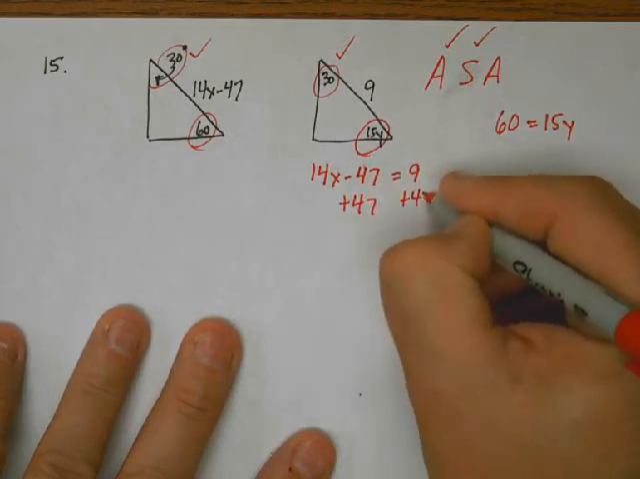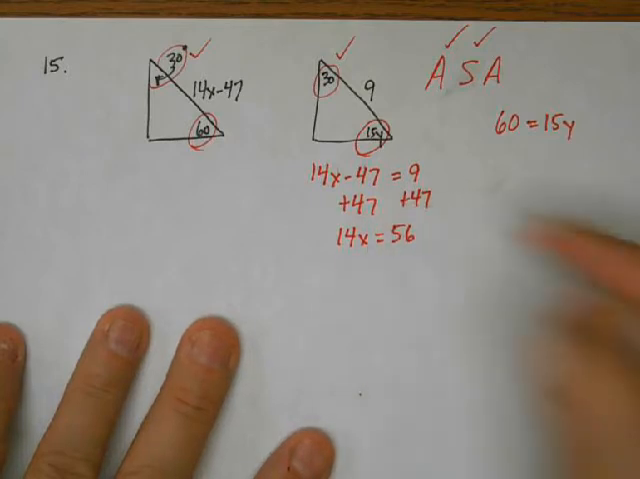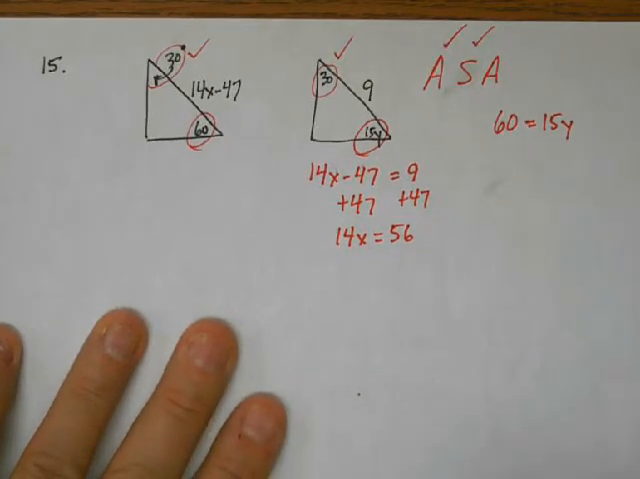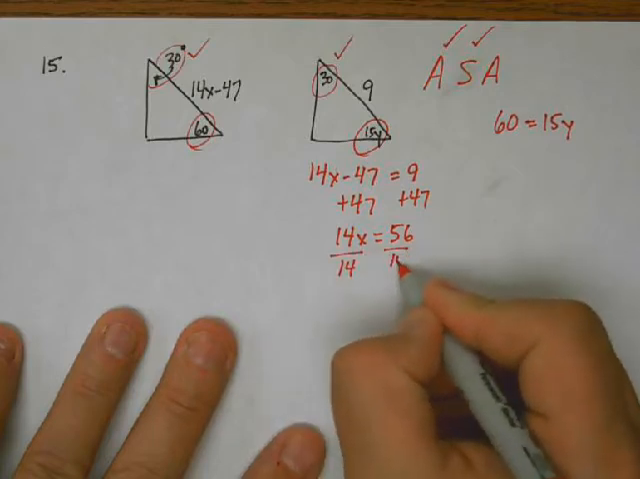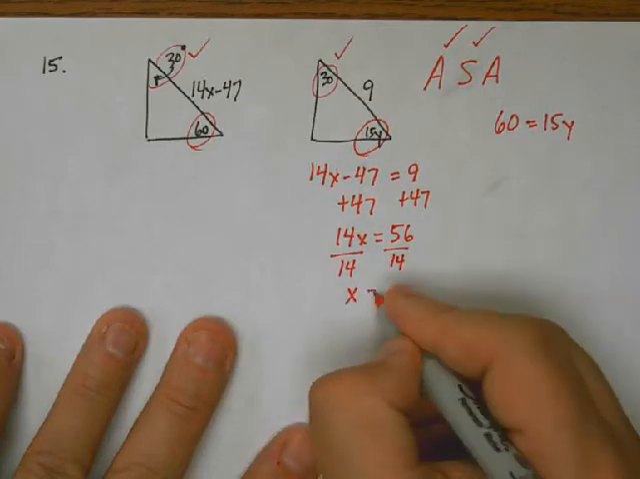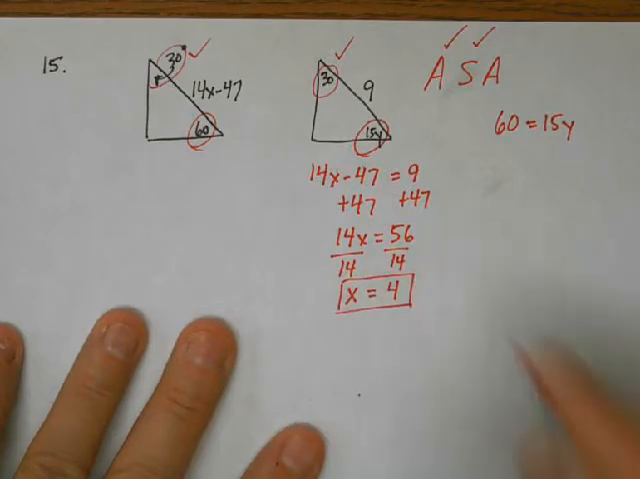Outstanding. 14x is equal to 56. Chase, keep going. What would we do next? Have to undo whatever they're doing to our variable. We're going to divide by 14, and we end up with x equals 4.